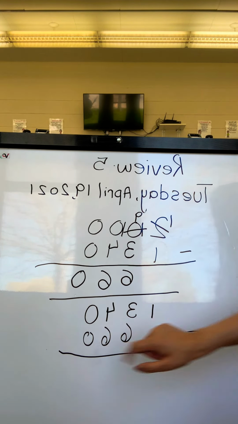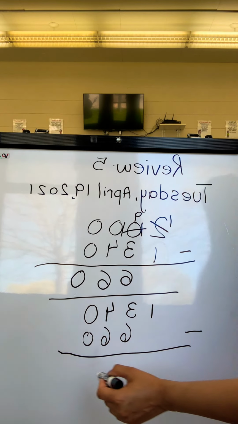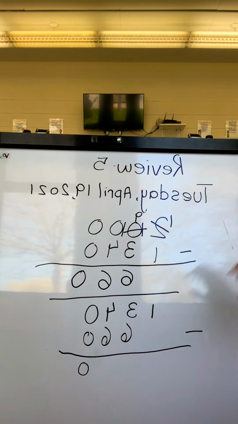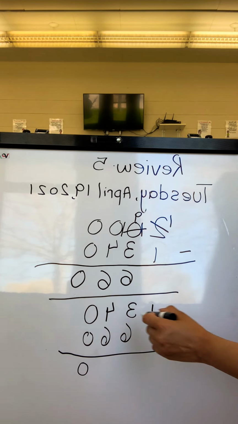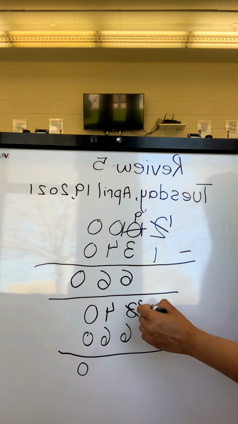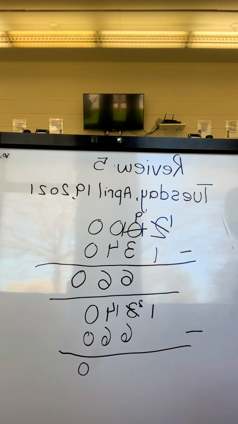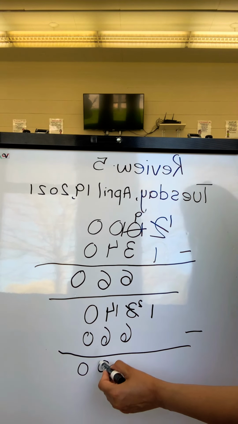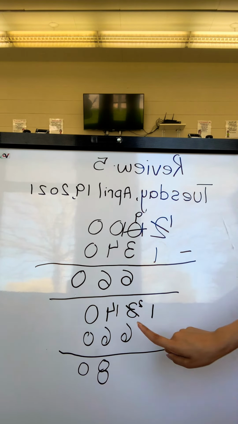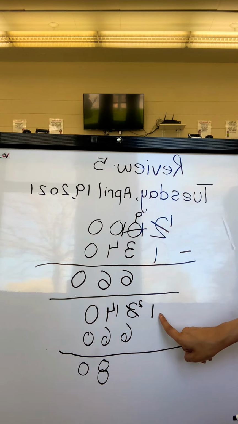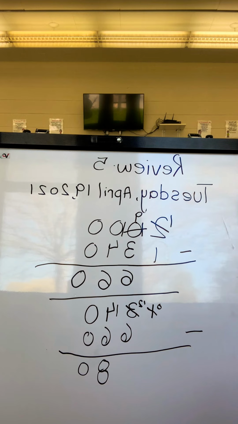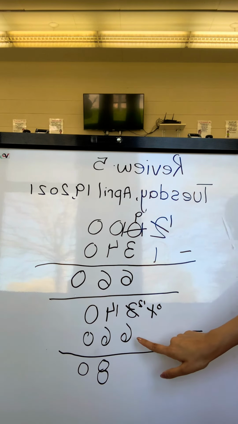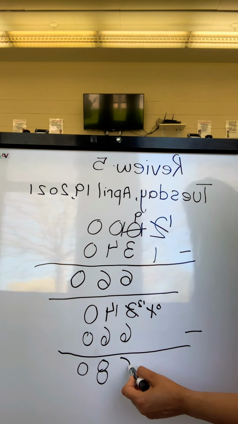Okay, so let's go ahead. 0 take away 0 gives me 0. If you have 4, you cannot give me 6. So I'm going to borrow from this 3. This becomes a 2. This becomes a 14. So 14 take away 6 leaves me with 8. If you have 2, you cannot give me 6. So I'm going to borrow, and this leaves me with 0 here. This becomes a 12. So 12 take away 6 leaves me with 6.